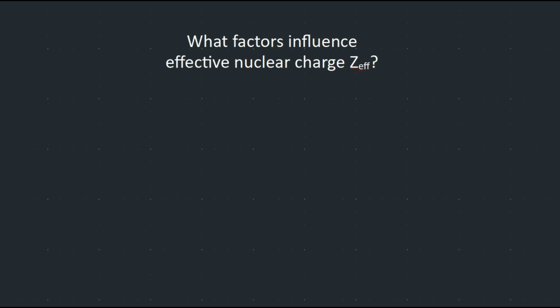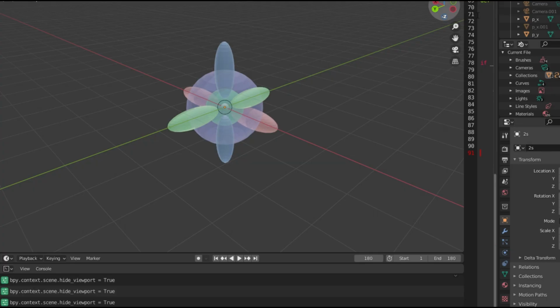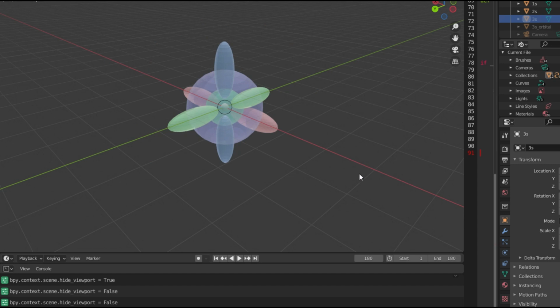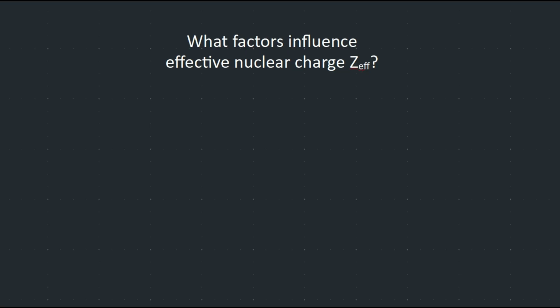We understood that the electron in the outermost shell, say in this case, this is the space in which the outermost electron exists or occupies. The amount of force that it feels is not the same as the ones inside it. Now, this is because of the shielding effect and all of that we kind of got introduced to. So the next question is, what factor influences the effective nuclear charge?